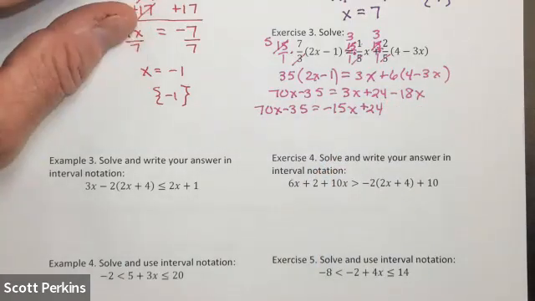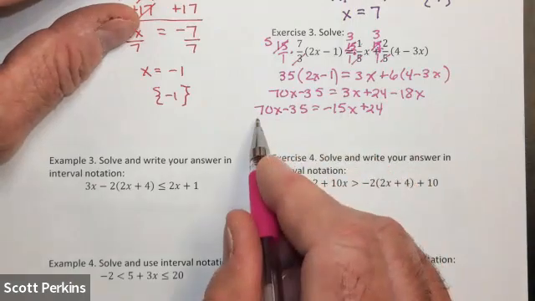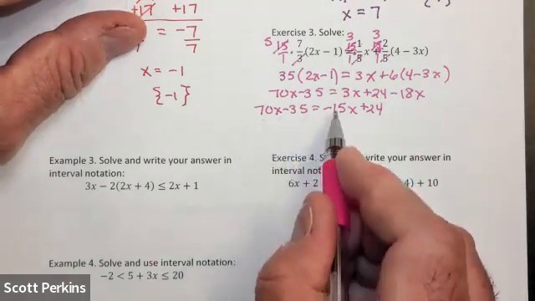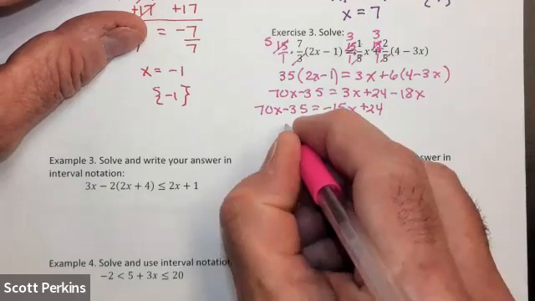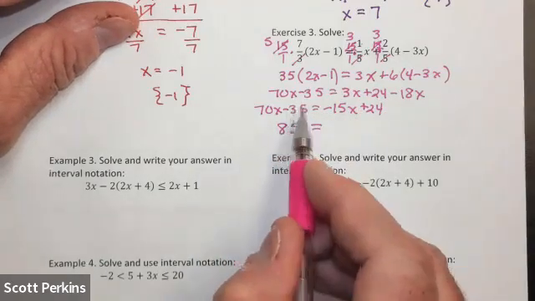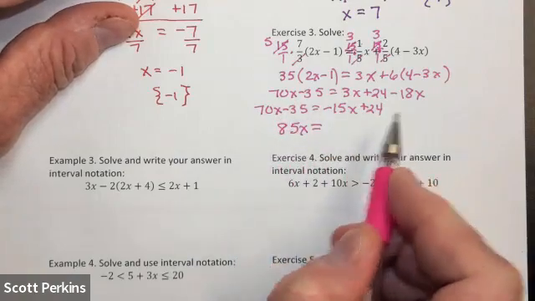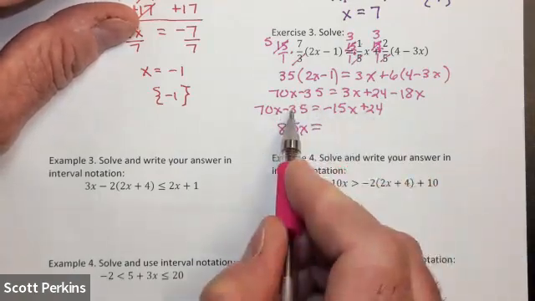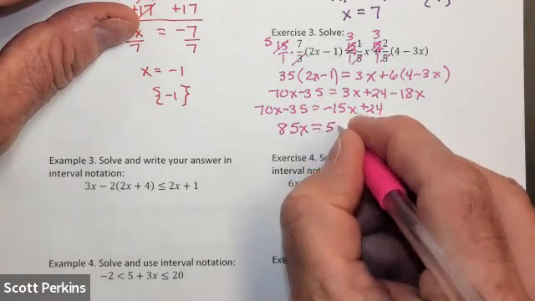I'm going to get all of my x's on the left by adding the 15x to this side right here. So when I add the 15x to both sides, I've got 85x. I'm now going to add the 35 to get all my numbers on the right. So when I add the 35 to both sides, I've got 59.